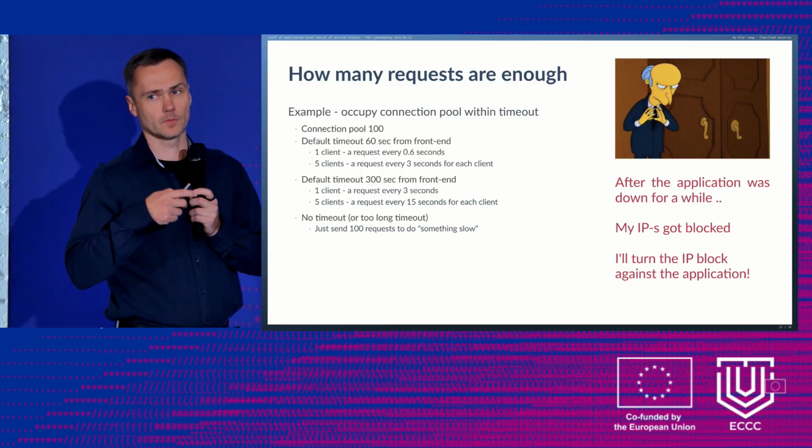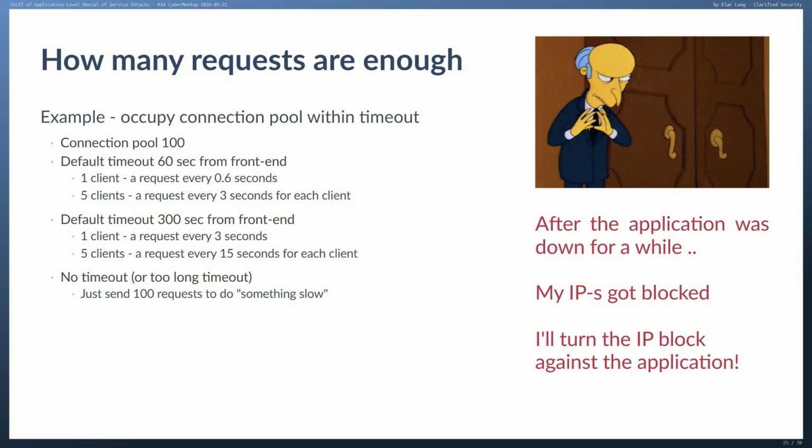Now, if the denial of service attack was successful and the application was taken down, then most likely some analysis will happen, and the attacker's IP addresses will be figured out and blocked. An attacker can come with new IP addresses, or can also use the IP block against the application.